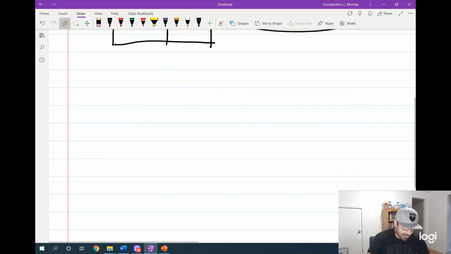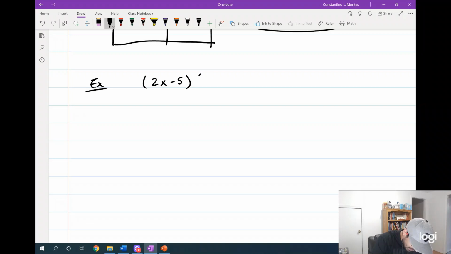So let's jump into what it might look like for a trinomial. Let me go back here, find my example. Good. So what if instead of a binomial times a binomial, we had, let's say, 2x minus 5, and we multiply that by 3x squared minus 4x plus 2. Let's say we were multiplying that out.